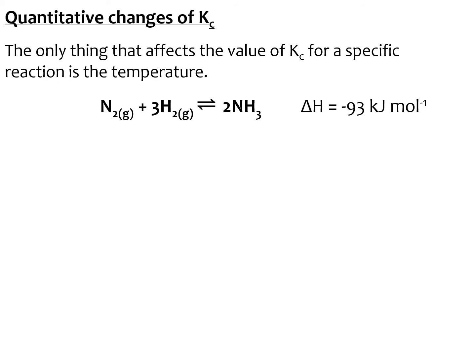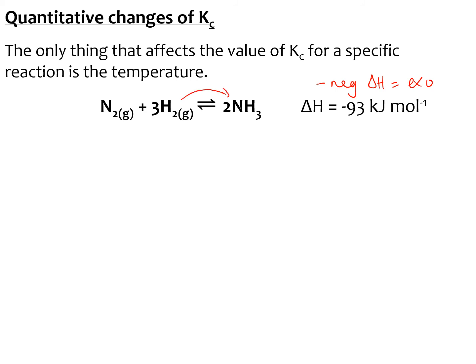So again, we're going to look at our common familiar reaction of the Haber process, N2 plus 3H2 in equilibrium with 2NH3. And this time I've given you some enthalpy data. So we've got here that the delta H for the forwards reaction is minus 93 kilojoules per mole. Now, if we remember from the previous video, a negative delta H means exothermic, and these delta values are always given for the forwards reaction.